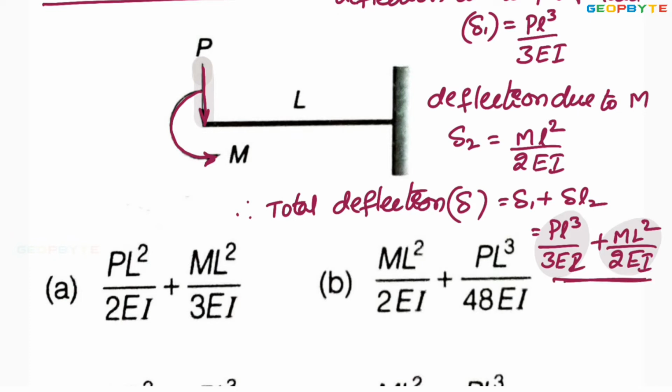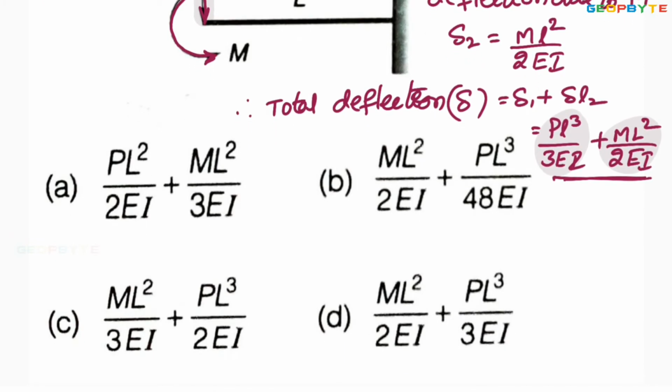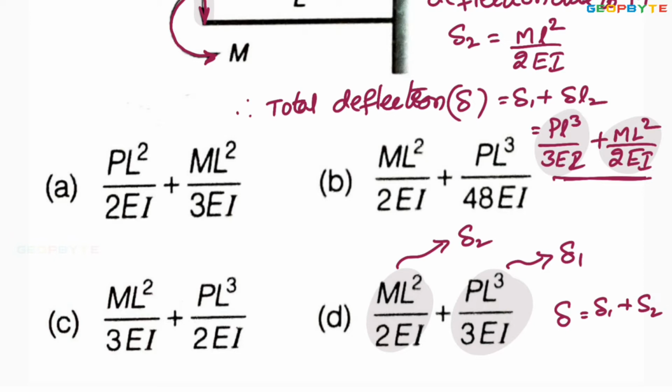Look at the options. PL cube by 3EI. This is the deflection due to point load. ML square by 2EI. This is the deflection due to the bending moment. According to our notations, this is the deflection due to point load, delta 1. This is the deflection due to the bending moment at the free end, delta 2. The delta total equals delta 1 plus delta 2. Therefore, option D is absolutely correct. I hope you got my point.